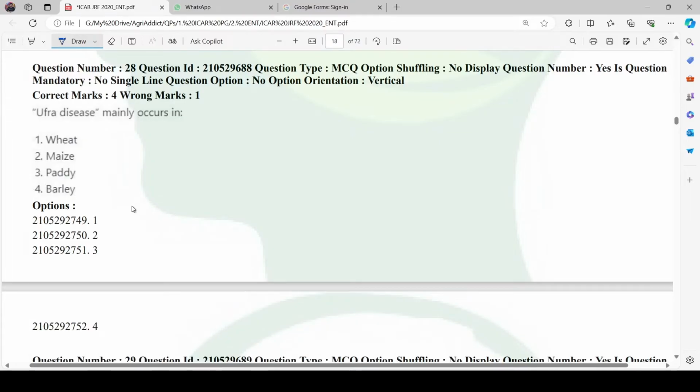Ufra disease mainly occurs in paddy, caused by Ditylenchus. In the 2021 paper also this question was there. Ufra disease was first discovered by Butler and his assistant Muktar Rahman. He first brought the sample of Ufra disease to Butler from Bangladesh, and to remember Rahman, Butler named this disease Ufra disease. It is caused by Ditylenchus angustus in paddy or rice.